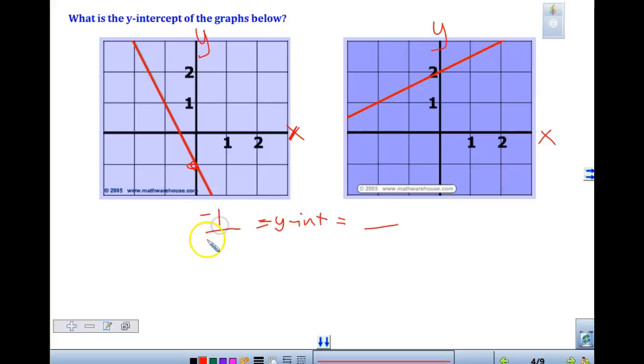-1. But now if we want to write it as an ordered pair, we are going to write it as 0, -1. The second graph over here, Isaac, what'd you have for the y-intercept? 2. And again, if we wanted to write that as an ordered pair, it's going to be at 0, 2.